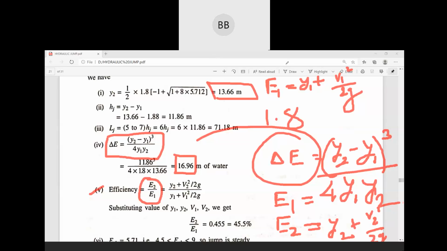So you separately find out the specific energy before the jump and after the jump, and then you divide and you find out the efficiency. Check if you are getting the same value or not. It's around 45.5%.